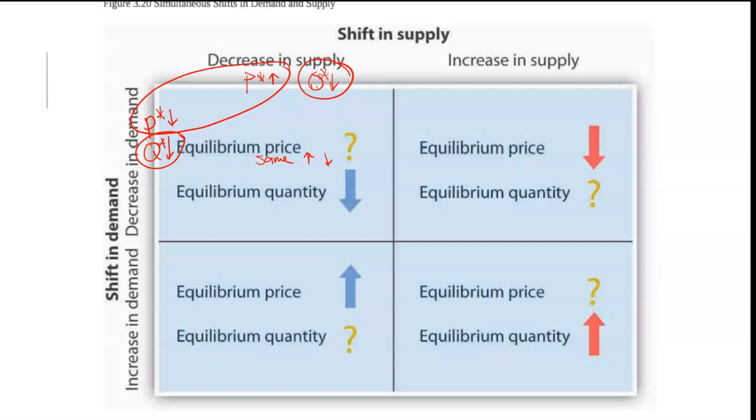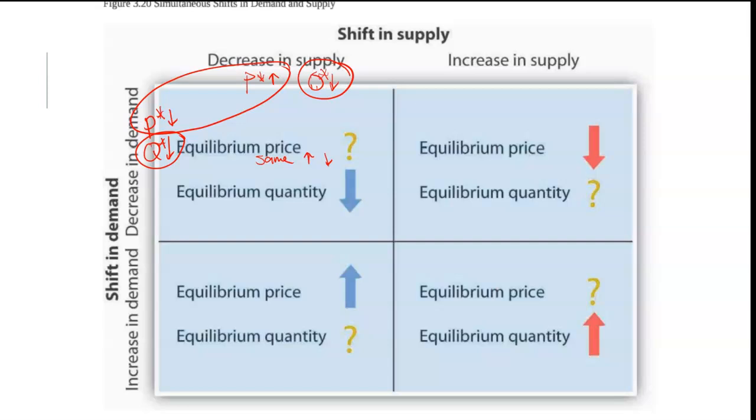Same thing if there's an increase in supply and an increase in demand. We for sure know that the quantity is going to go up, but we're not really sure what's going to happen to the price. If supply and demand are moving in opposite directions, we can predict the price, but we're not quite sure what's going to happen with the quantity.